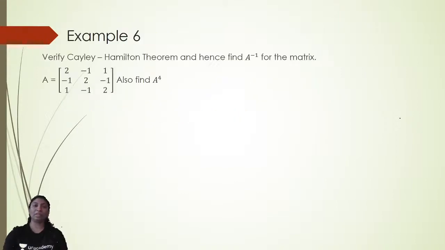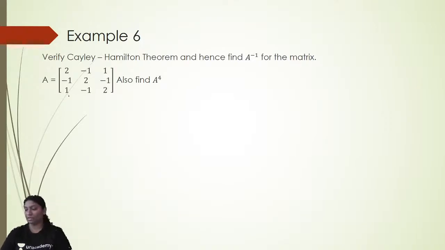Now we will see the first example, verify Cayley-Hamilton theorem. It is very simple to verify the Cayley-Hamilton theorem here. If the matrix satisfies its own characteristic polynomial, then definitely the Cayley-Hamilton theorem is verified.